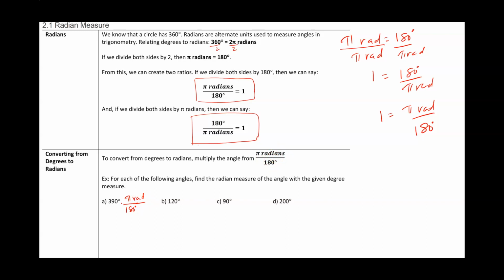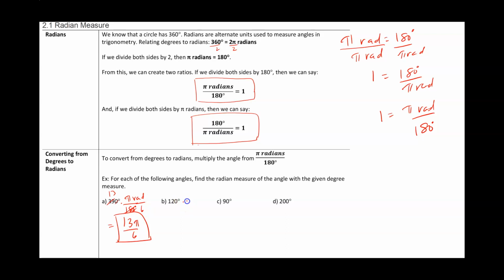I have to reduce this, so when I reduce it, the zeros are going to cancel out. I have 18 and 39. 3 goes into both, so 3 goes into 18 6 times, and 3 goes into 39 13 times. So my answer is going to be 13 pi over 6 radians. And I don't have to write radians when something does not have a degree sign. That means it's going to be in radian form.